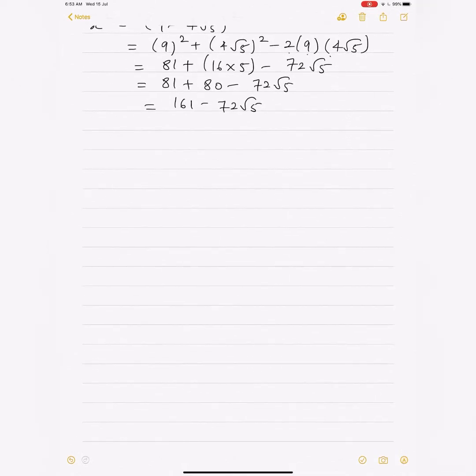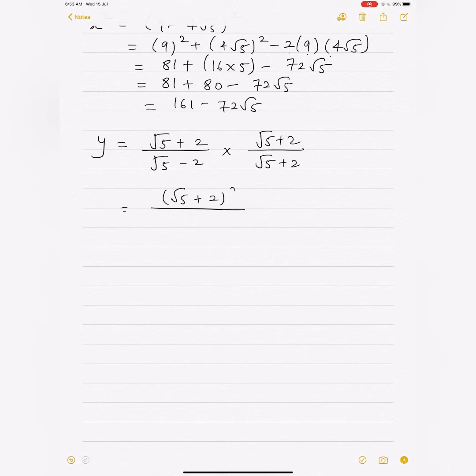Now same way, we need to first simplify y. So y was equal to what? Root 5 plus 2 upon root 5 minus 2. Clear? Now again what we'll do, we'll rationalize this. How will you rationalize this? With root 5 plus 2 and root 5 plus 2. So what will this become now? Root 5 plus 2 the whole square upon root 5 whole square minus 2 square.